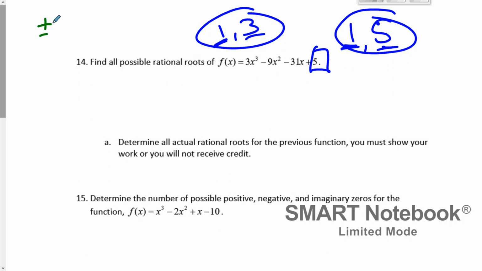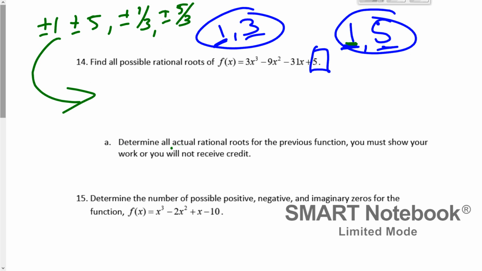So I have plus or minus 1, plus or minus 5. Then I have to take 1 divided by 3, so 1/3, and then 5 divided by 3. When I do this, I always want to start with my whole numbers. So those are my answers right here.